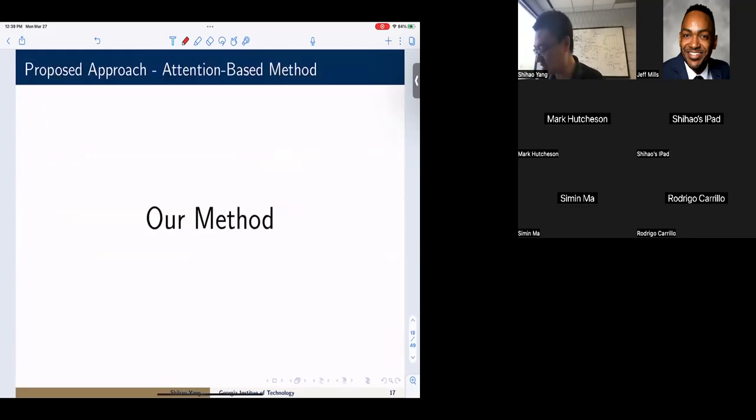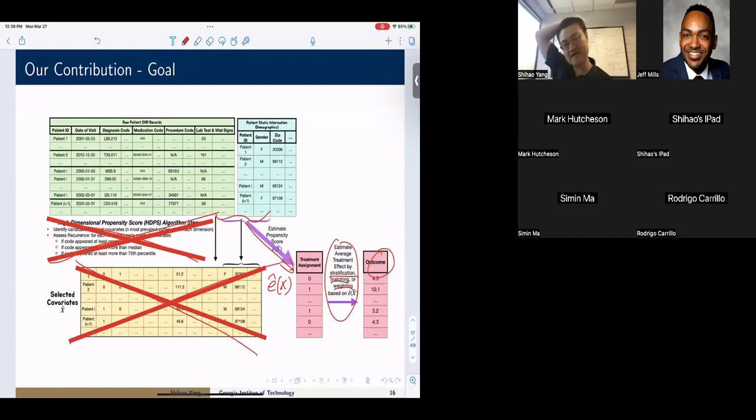Okay, and before I go to my methods, and I spent a lot of time deriving why we are doing this and what we are trying to do, any questions so far?